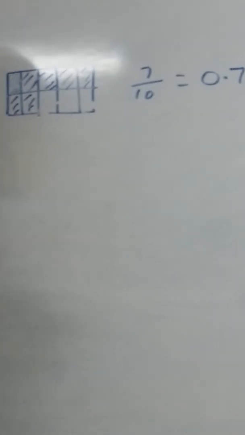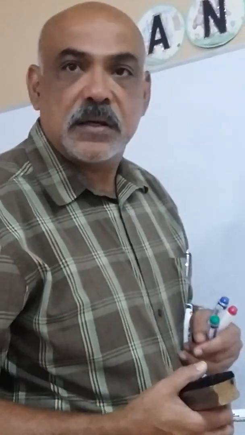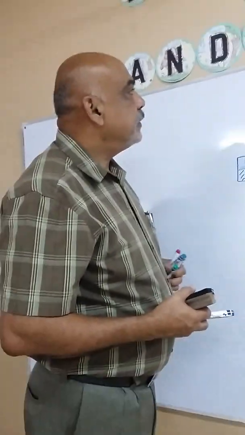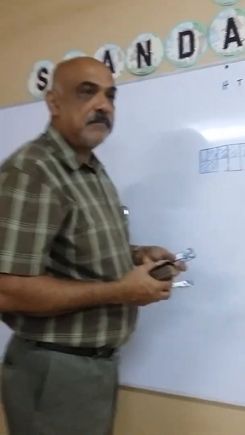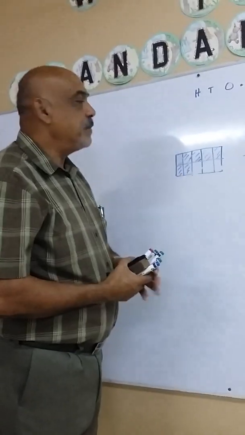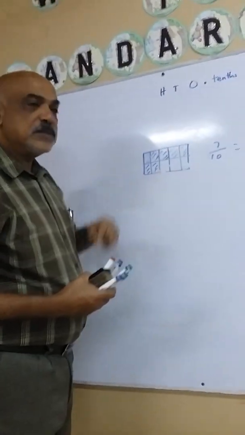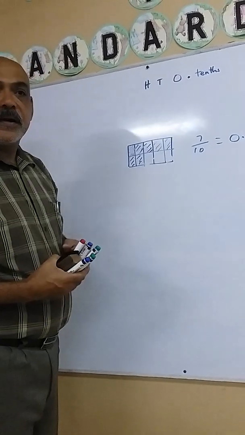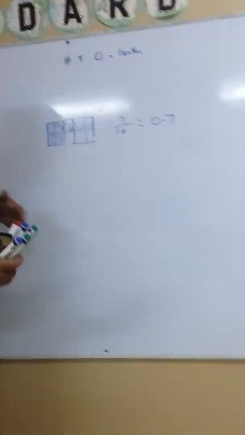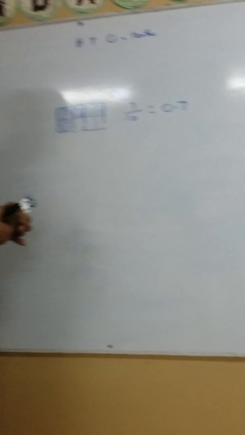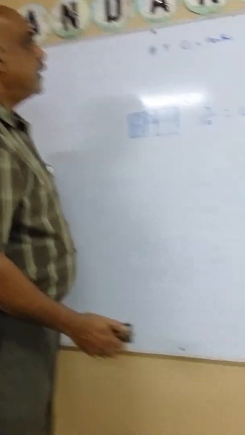We can think of tenths in terms of 10 cents. Yeah? Because 10 tenths make 1 whole. And similarly, 10 cents will make $1. Alright? 10 cents will make 1 whole dollar. So 10 tenths, 1 whole. Alright?